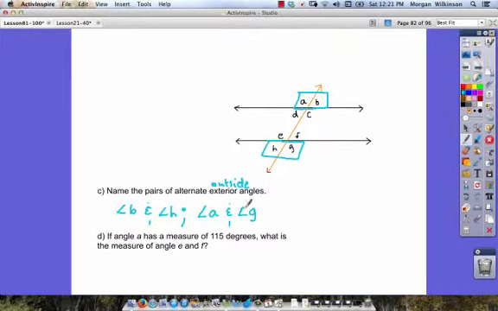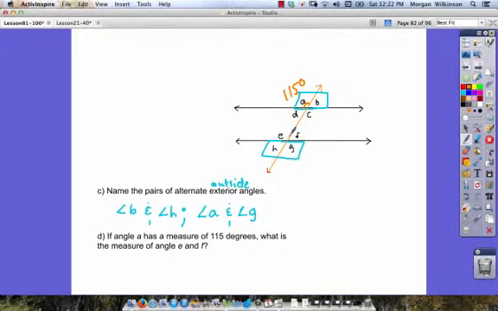Whenever we're talking about angles, you want to make sure you use the angle symbol as well, just like we've done in our first three examples. We've got one more question. If angle A has a measure of 115 degrees, and let's write that out here, angle A is 115 degrees. That looks about right because it has to be obtuse, greater than 90 but less than 180. What is the measure of angle E and angle F?